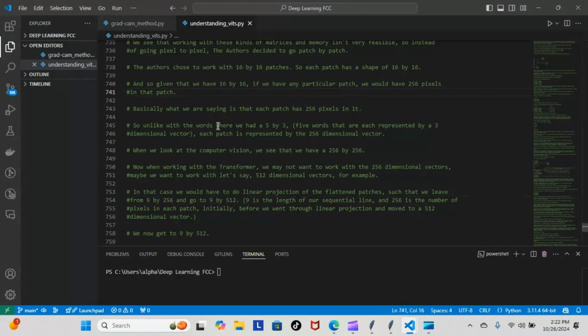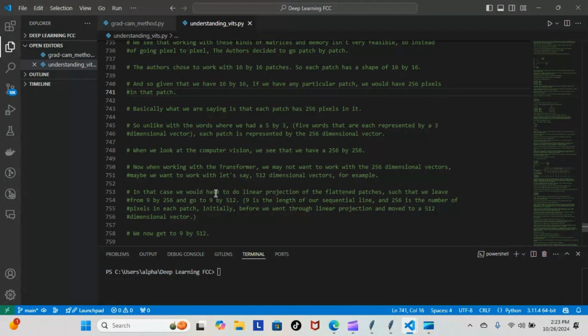So unlike with the words, where we had a 5 by 3, 5 words that are each represented by a 3-dimensional vector, each patch is represented by a 256-dimensional vector. When we look at the computer vision, we see that we have a 256 by 256. Now when working with the transformer, we may not want to work with the 256 dimensional vectors. Maybe we want to work with, let's say, 512 dimensional vectors, for example.